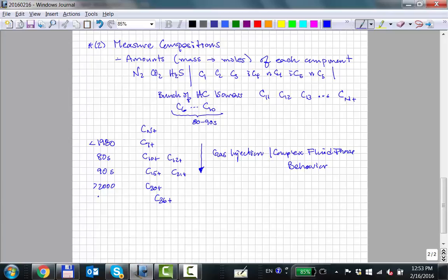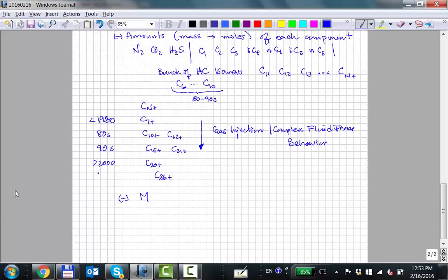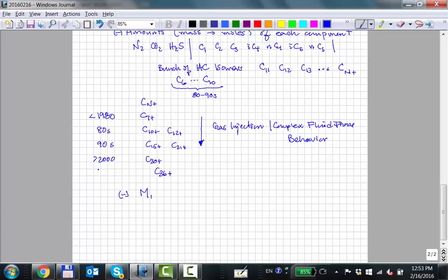So in addition to the amounts that they would give you, they would also give you a molecular weight estimate, or measured, but probably estimate, and a molecular weight of the heaviest material, and maybe even a specific gravity of that. Okay? So they could be measured or calculated or back calculated from measurement.